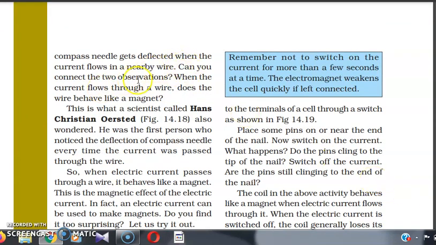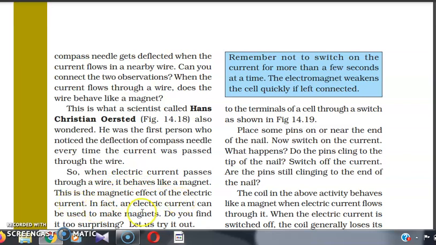Can you connect the two observations? When the current flows through a wire, does the wire behave like a magnet? The answer is definitely yes. This is what a scientist called Hans Christian Ørsted also wondered. He was the first person who noticed the deflection of a compass needle every time the current was passed through the wire. So, when electric current passes through a wire, it behaves like a magnet. This is the magnetic effect of electric current.